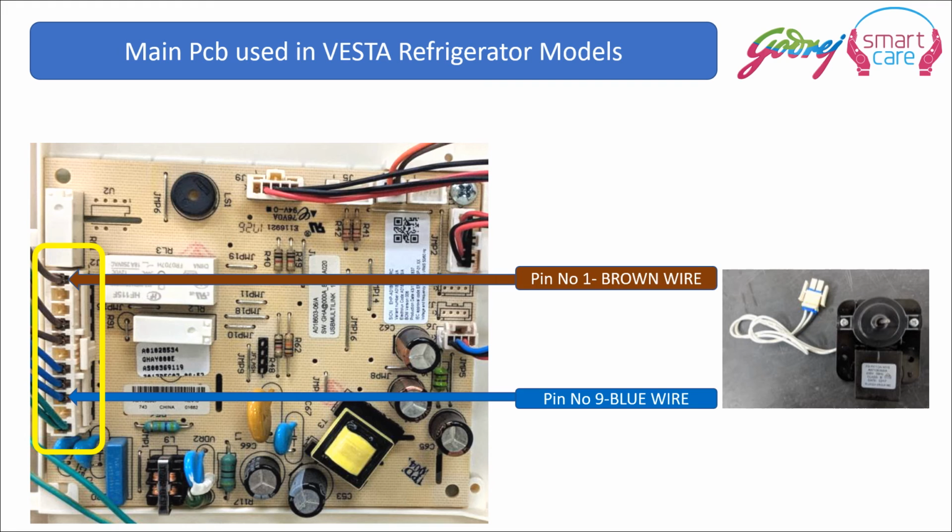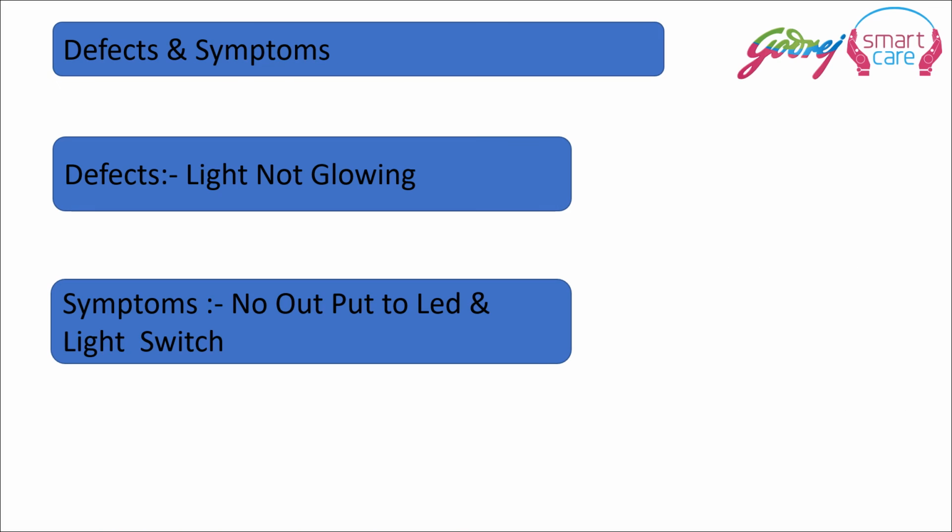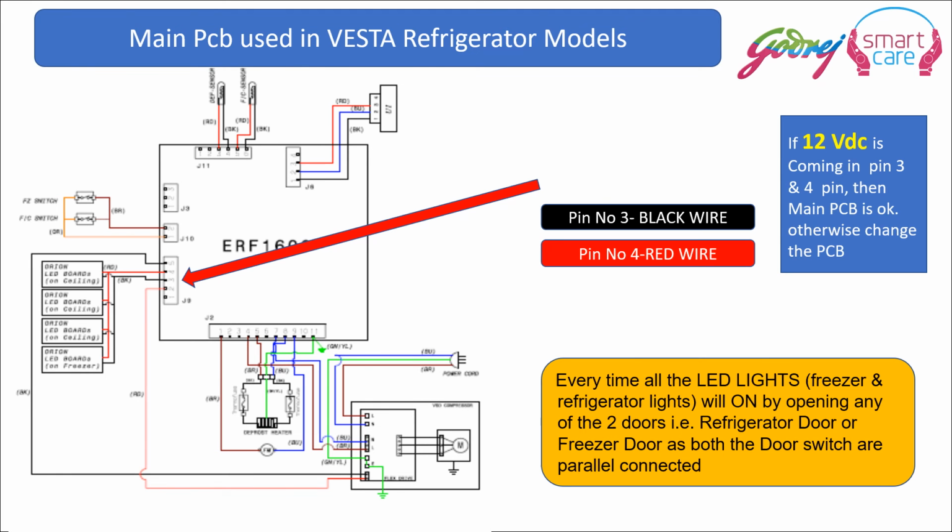And in the same connector, pin number 1 and pin number 9, you see fan output. Here in this connector as shown by the red arrow, pin number 3 and pin number 4, 12 volts DC will come in pin number 3 and 4, which will show that the main PCB is okay, otherwise we have to change the PCB.